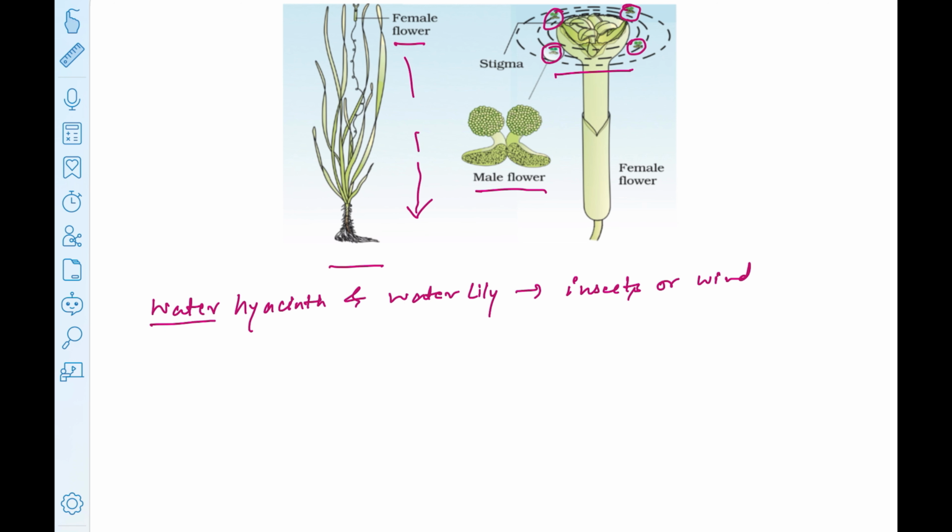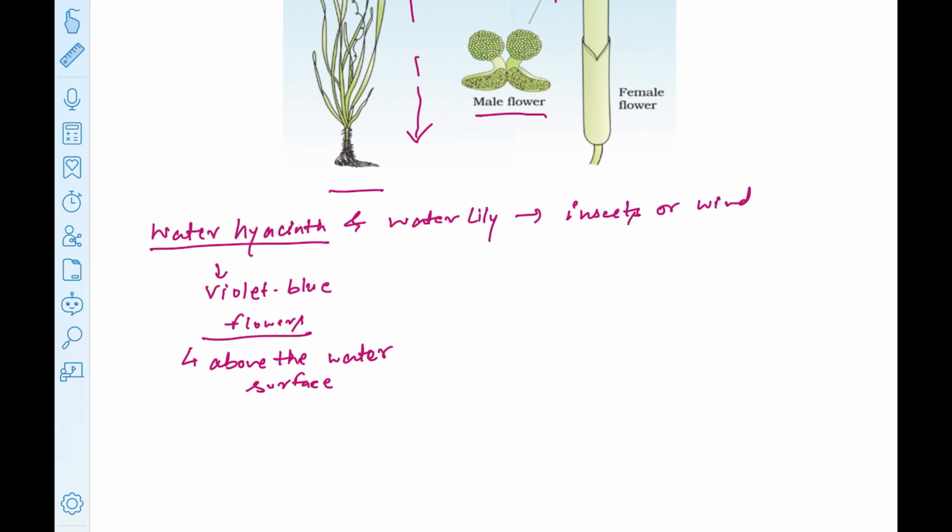Because water hyacinth has beautiful, attractive violet blue flowers, and these flowers are above the water surface. Thus, it is not hydrophilous even though it is an aquatic plant. And water lily flowers also rise above the water level. They are large, showy, and fragrant to attract insects. And in water lily, pollination mainly occurs by insects. Sometimes wind may also help, but water plays no role.